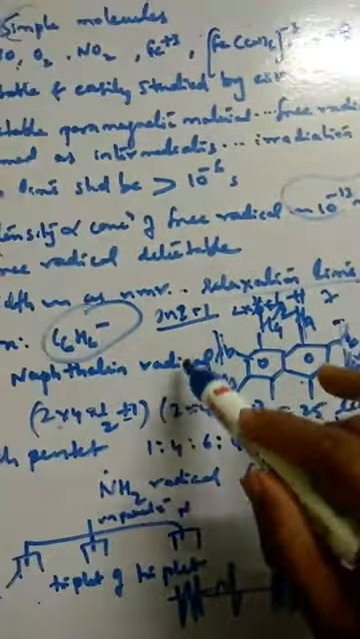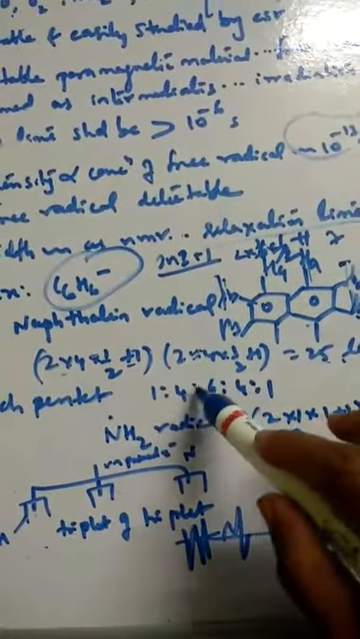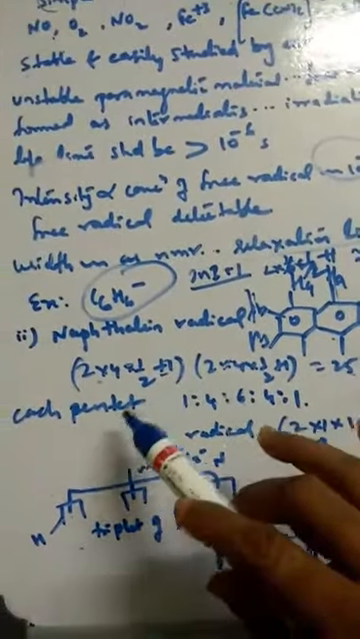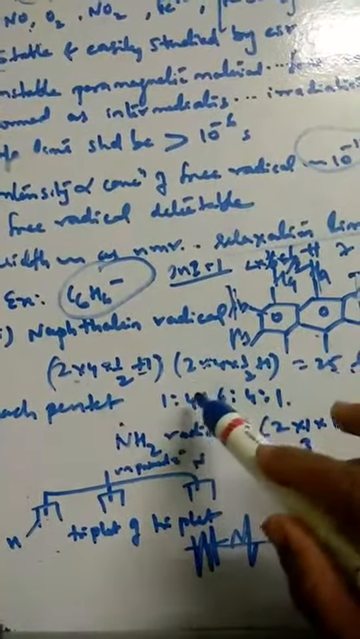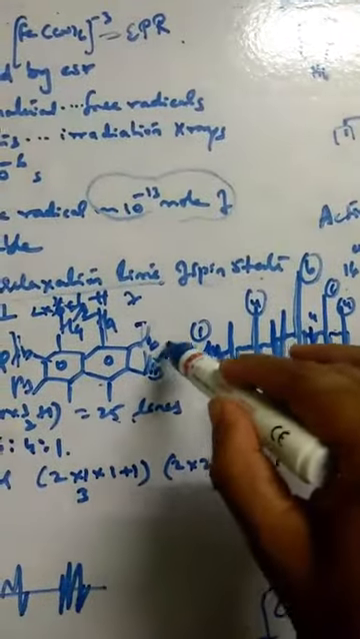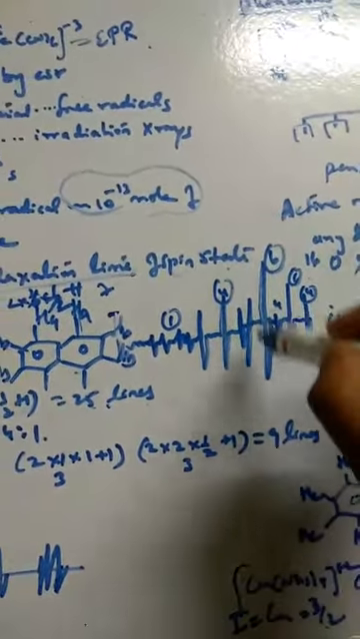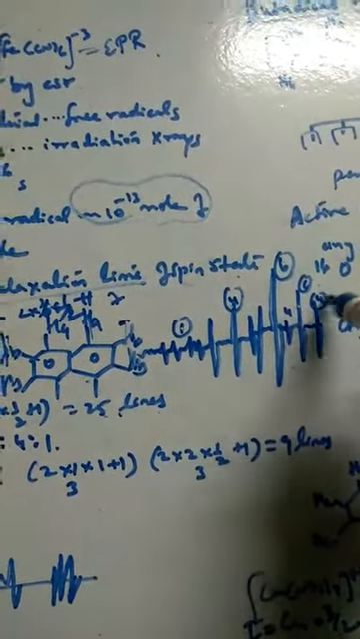So I am going to get 25 lines for this naphthalene radical in ESR in the form of intensity. In which intensity? 1 is to 4 is to 6 is to 4 is to 1. So each pentet, 5 times 5 is 25. In this intensity pattern I'm going to get, and if I look at the spectrum, I may get small lines like this, up to 25 lines, in the ratio of 1 is to 4 is to 6 is to 4 is to 1.